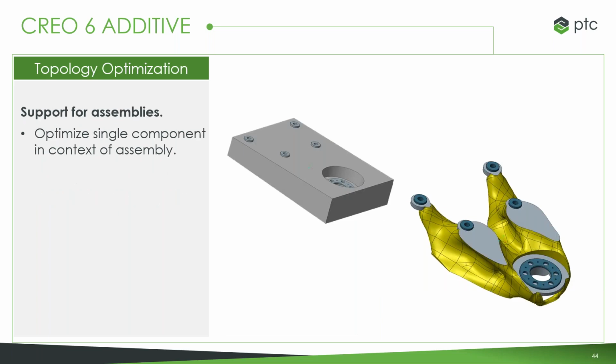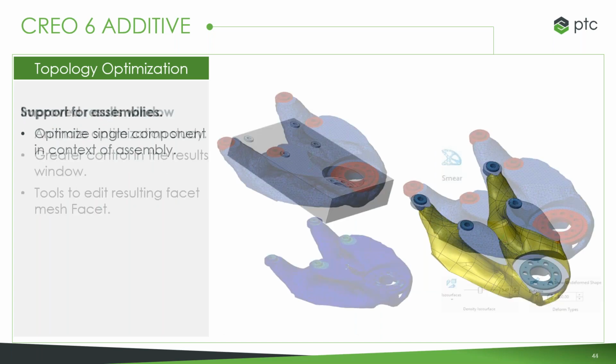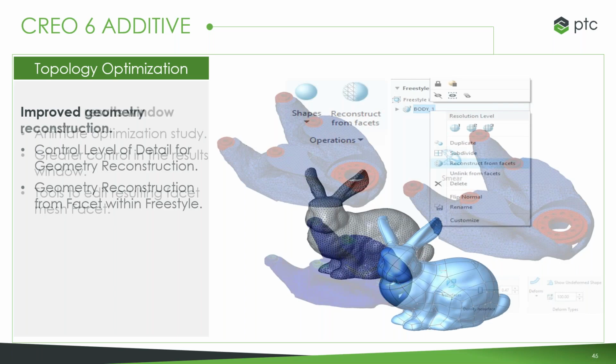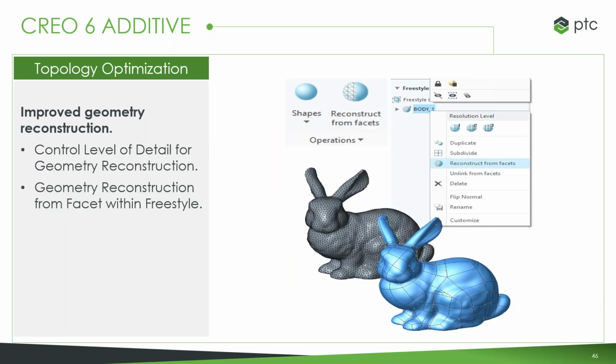Topology optimization along with AMX has also seen some improvements. So you can now optimize a single part based off of where it's at in context of an assembly. And there is now the ability to animate optimization studies along with greater control of the results and how those are viewed, and tools to edit some of the faceted surfaces here with the mesh surfacing. And once you are happy with that facet and you want to do your reconstruction, we've improved that now, made it faster and better, and it's now very easy to be able to go in and change some of those features afterwards using Freestyle.